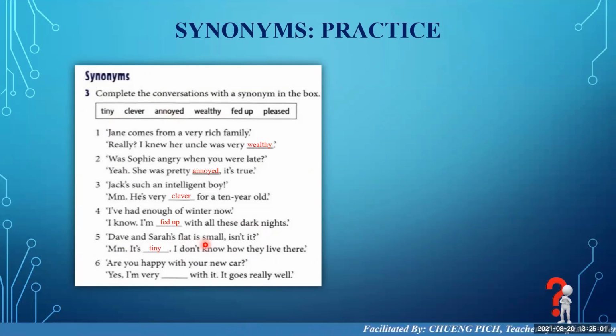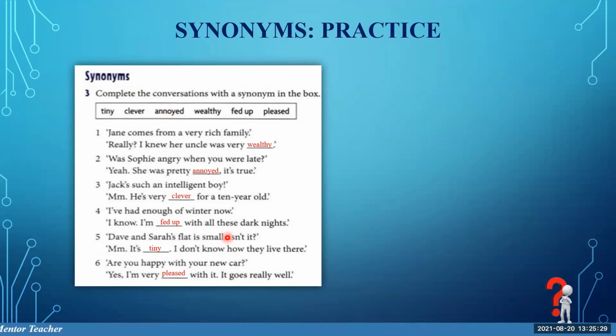The last one, number 6 here. Are you happy with your new car? Yeah, I'm very pleased with it. It goes really well. So the word happy here has the similar or the same meaning to the word pleased here. So the correct answer is pleased.